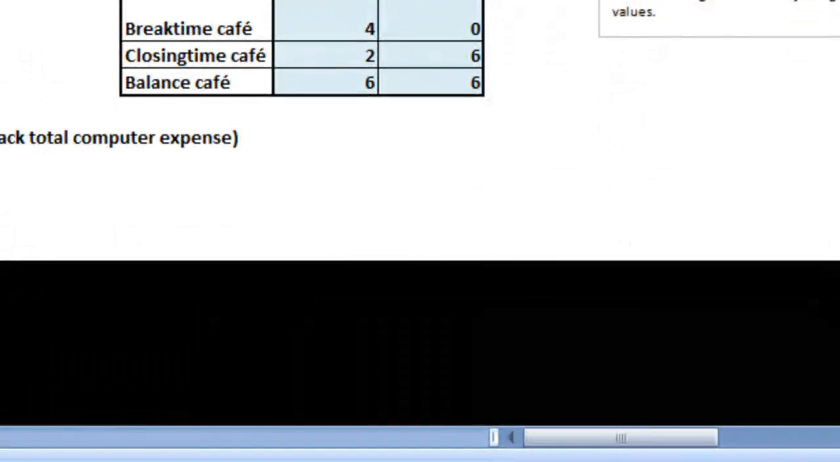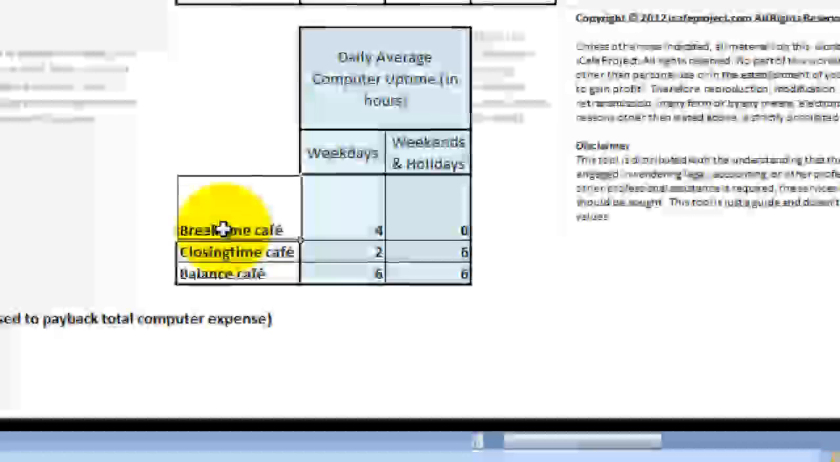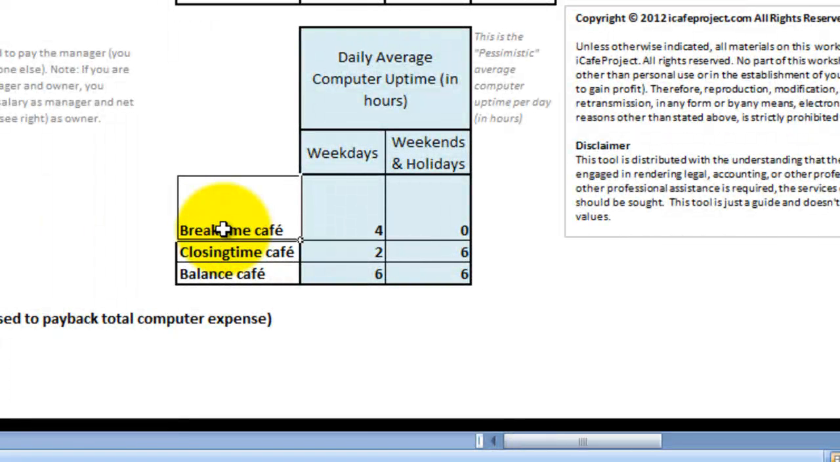Now, we go to the daily average computer uptime. Okay, you need this. Some internet cafe gurus will tell you, oh, you are operating 24 hours or 15 hours, so you need to put into your financial assumption that you are operating an average of 8 hours a day, 30 days a month. Okay, so this calculator isn't like that.